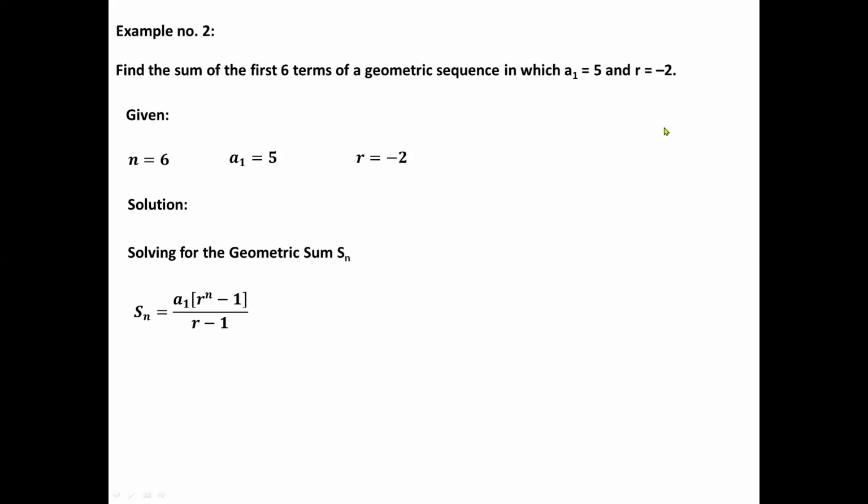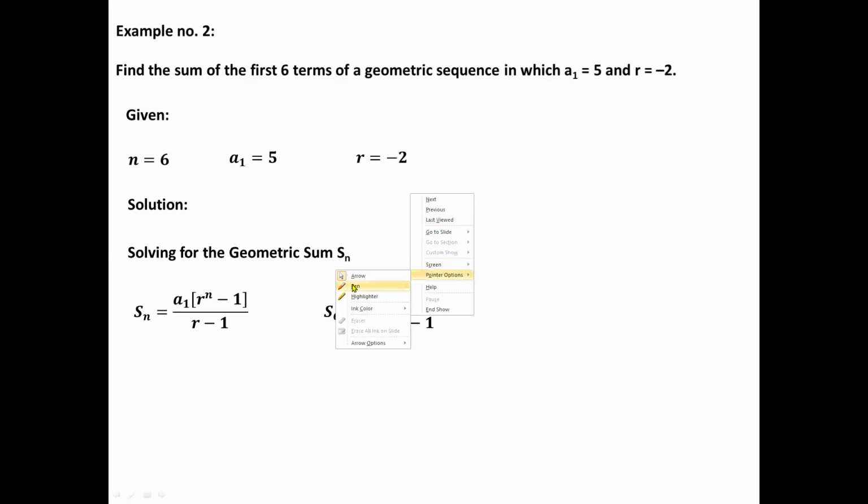Writing the formula for the geometric sum, S sub n is equal to a sub 1 times r to the n minus 1 all over r minus 1. Okay? So, pang-anim na term, sum hanggang ika-anim na term, so S sub 6 ang hinahanap natin. S sub 6 will then be equal to 5 times negative 2 raised to 6 minus 1 all over negative 2 minus 1. Bakit?